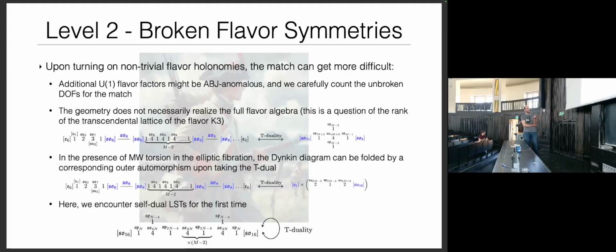If there's more Weyl torsion in the elliptic fibration, then the Dynkin diagram can be folded by an outer automorphism. So in this case, essentially, we have this SO7 and this SO8 sitting here, and then under T-duality, you get a folded Dynkin diagram. And as I said, in this case, you can encounter self-dual LSTs, for example, taking inspiration from just E8 times E8 and SO32 T-duality with SO16 times SO16. You can construct theories that are self-T-dual if you allow for these broken flavor symmetries by holonomies.